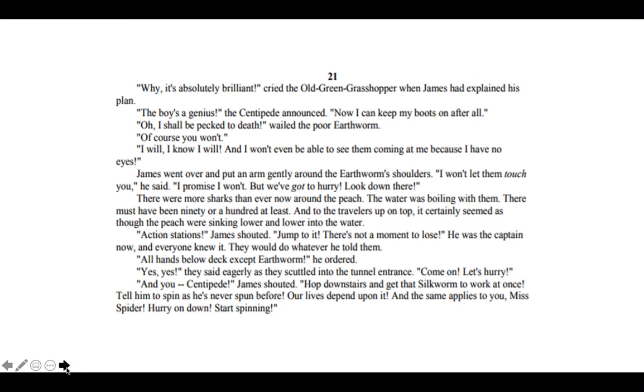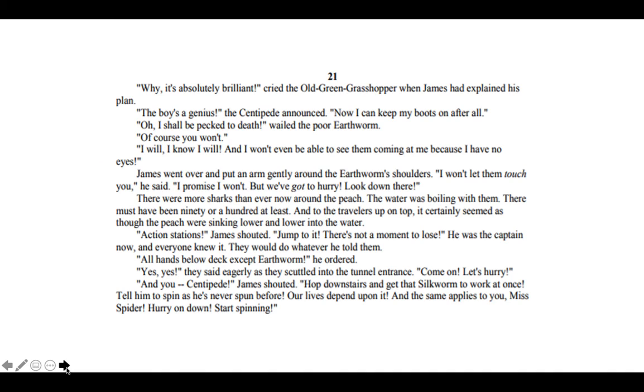Look down there. There were more sharks than ever now around the peach. The water was boiling with them. There must have been 90 or 100 at least, and to the travellers up on top it certainly seemed as though the peach was sinking lower and lower into the water. Action stations! James shouted. Jump to it! There's not a moment to lose. He was the captain now, and everyone knew it. They would do whatever he told them.